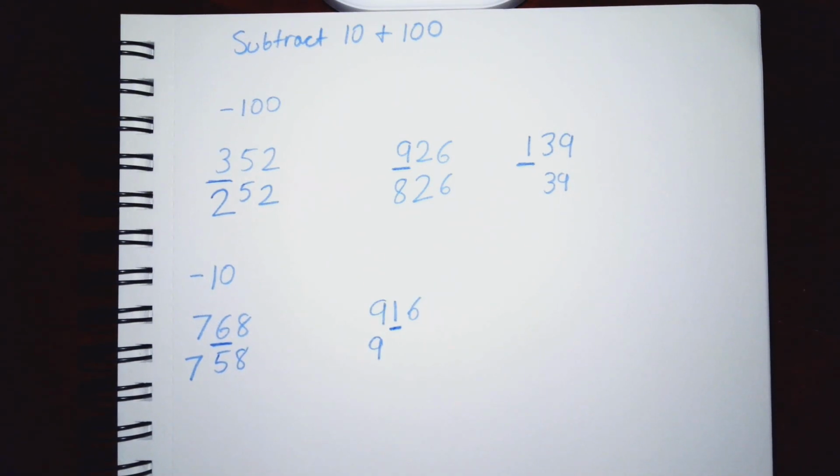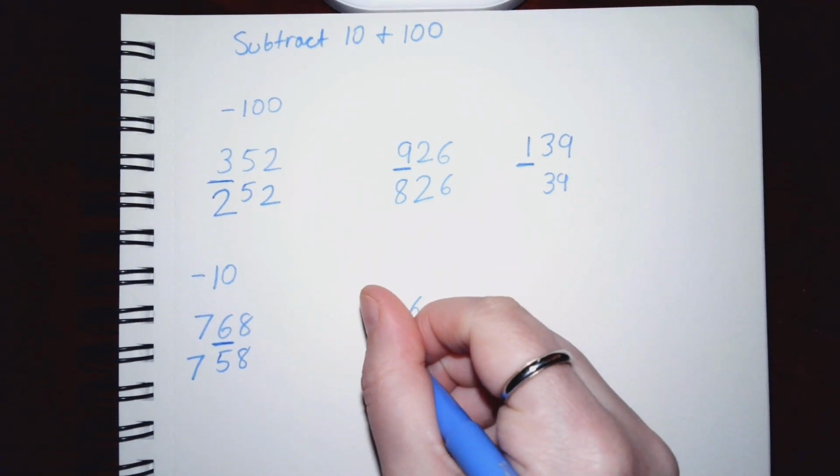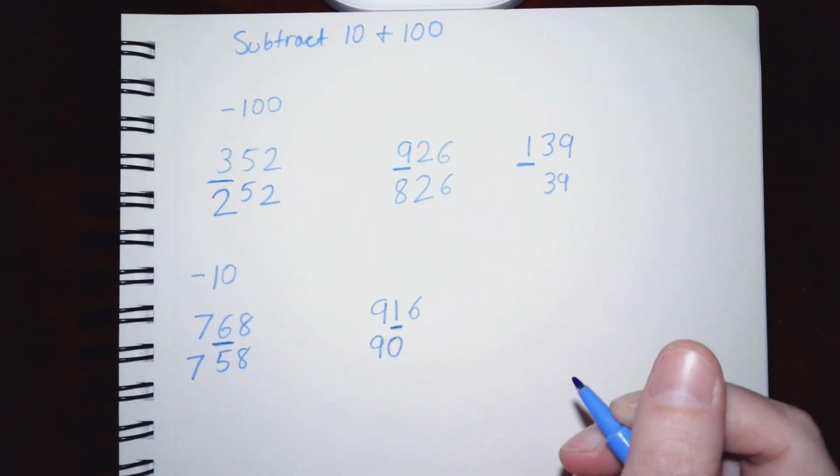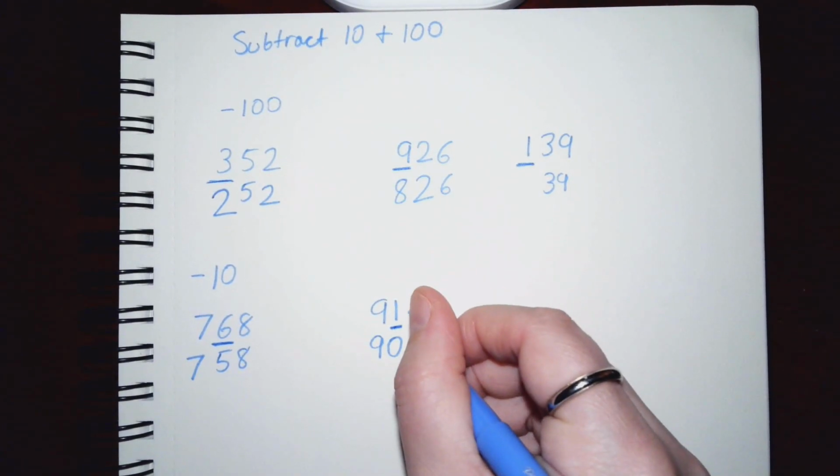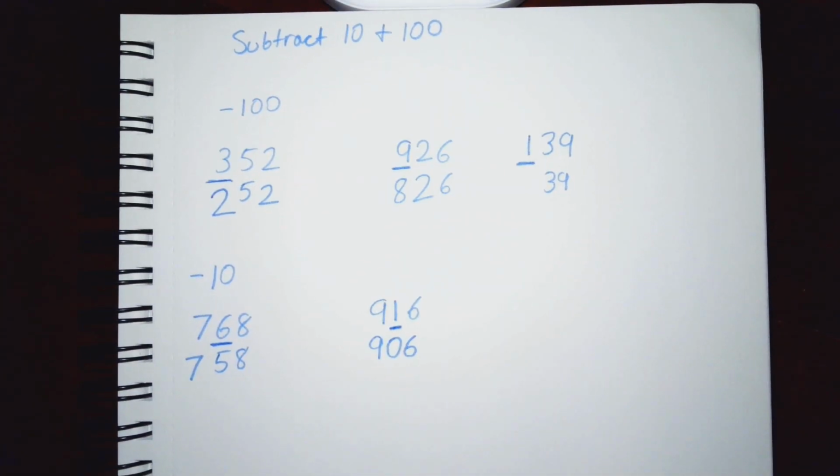How many do I have left? 0. So I'm going to put a 0 in for my tens. And then let's look at our ones. We didn't change anything there, so that stays 6. So 10 less than 916 is 906.